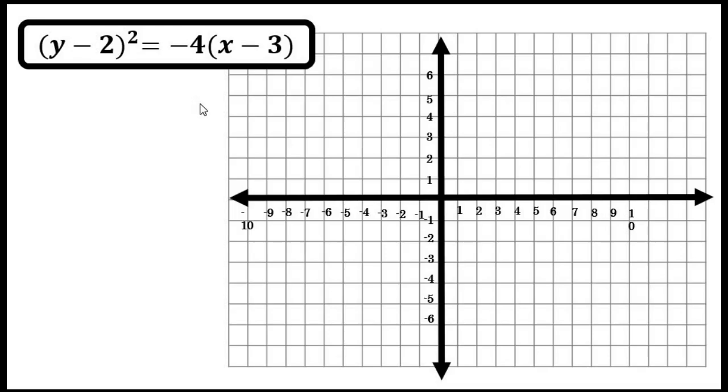We first identify the orientation, and since y is squared and 4p is negative, given negative 4, then we can conclude that this is a parabola that opens to the left.